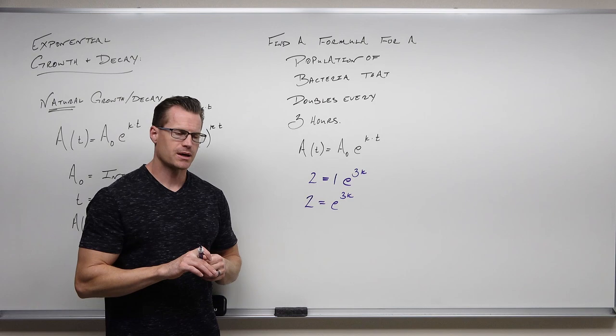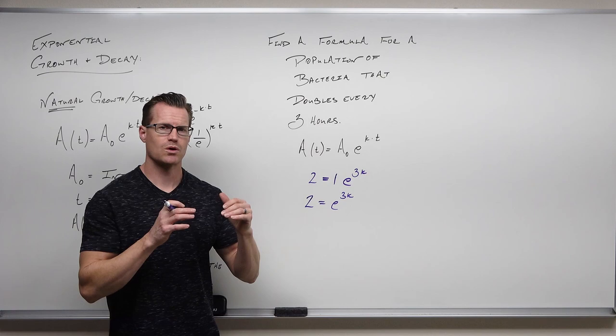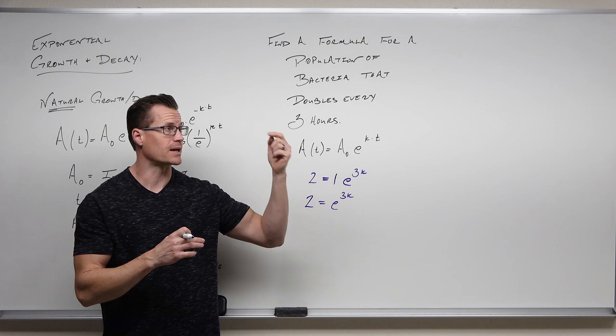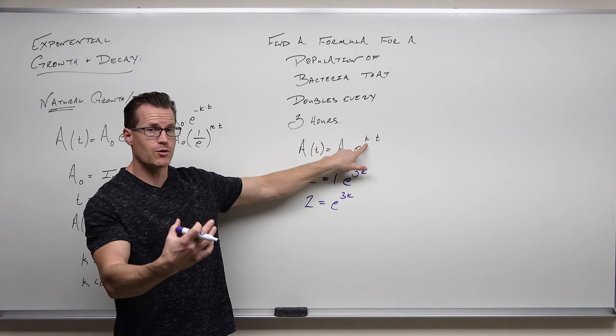A couple other things about this that I would like to mention. You can see a few different things. They could say something like, hey, your population of bacteria is growing at a rate of 5.2% per hour. If they tell you that, 5.2% per hour, well, then that's a k of 0.052. You can always find that. That is your rate. So if they're telling you the rate, you don't need to do any of this. You just say, hey, that rate would be whatever percentage you're telling me as a decimal. You can always do that.